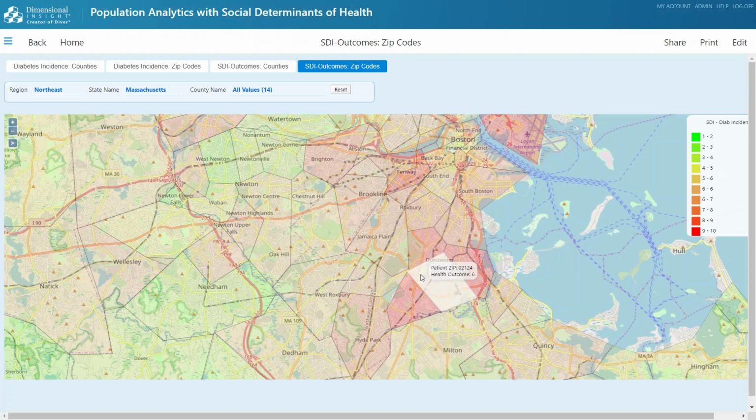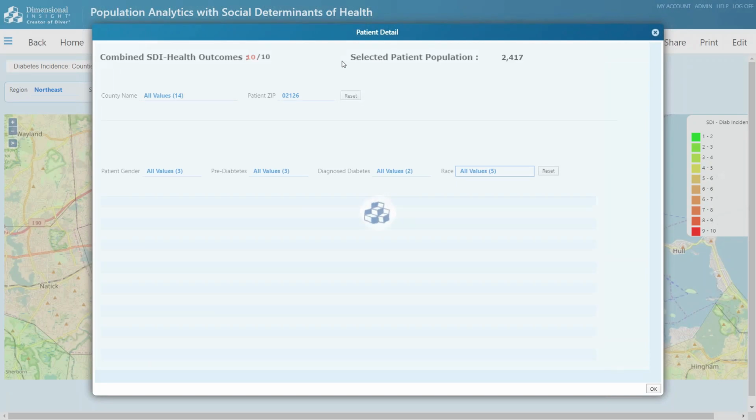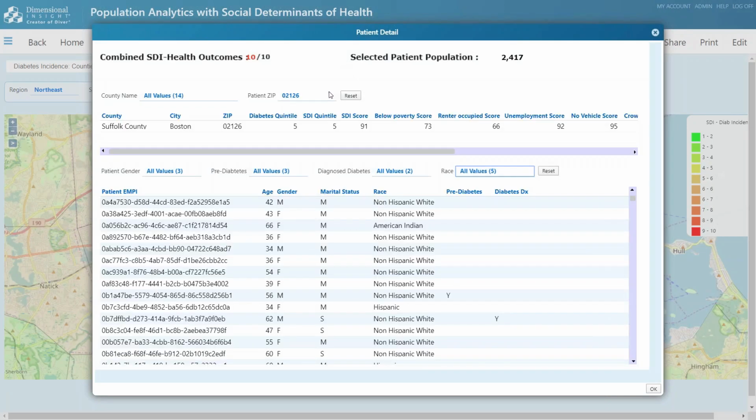Now, this information on the health outcomes using our diabetes proxy is derived from patient-level information, as Marissa pointed out. So it could come from electronic health records or health information exchange. And because of that, we're able to go down to the next level of detail and look at the individual patients who comprise this cohort. So we've got 2,400 patients that we have a record of.